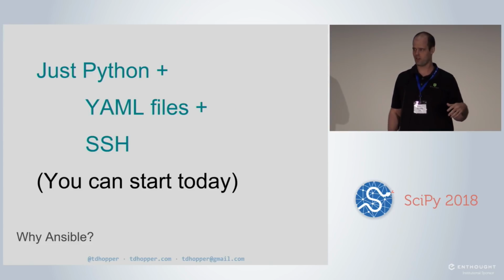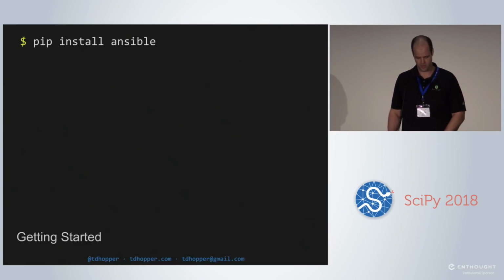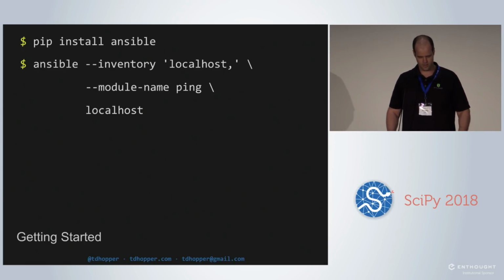So all you need to get started is to be able to pip install Ansible and have SSH access to whatever machine that you're trying to configure. So here's how you get started: pip install Ansible. And Ansible gives you a command line tool called Ansible that allows you to run things on your machine. So you're running it locally, and it's executing it on your remote machines and showing you the results.